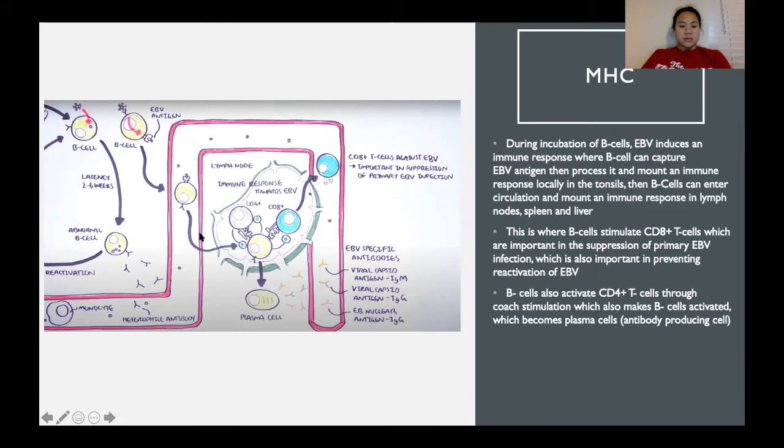We can see that it comes directly in, and this is where the B cells stimulate CD8 T cells, which are important in the suppression of primary EBV infection, which is also important in preventing the reactivation of EBV. We have the B cells also activating CD4 T cells through costimulation, which also makes B cells activated, which become plasma cells. And plasma cells are antibody-producing cells.